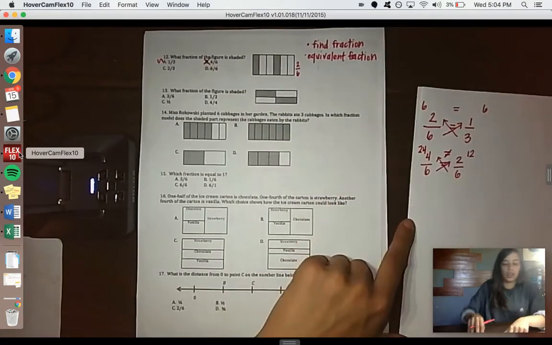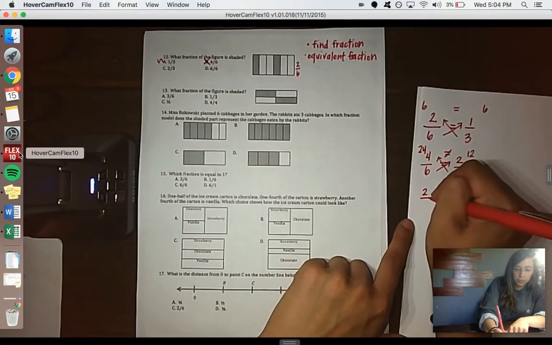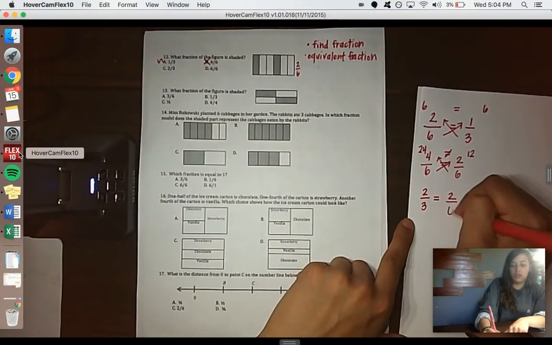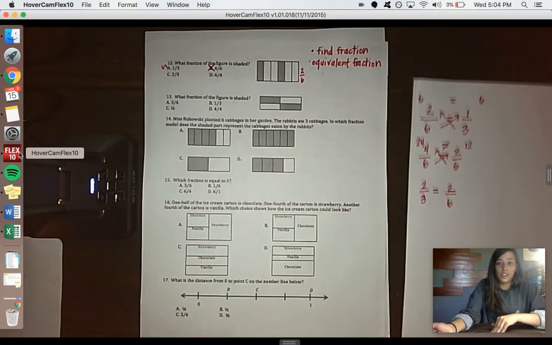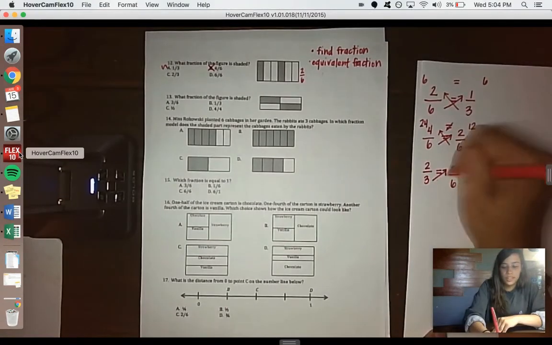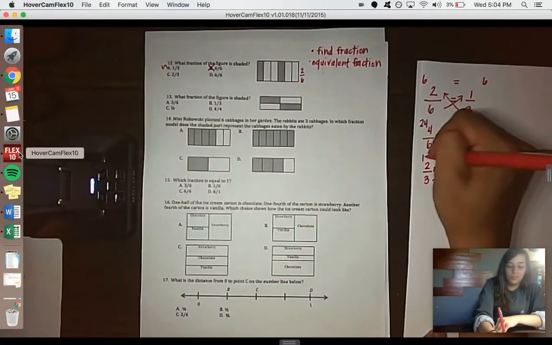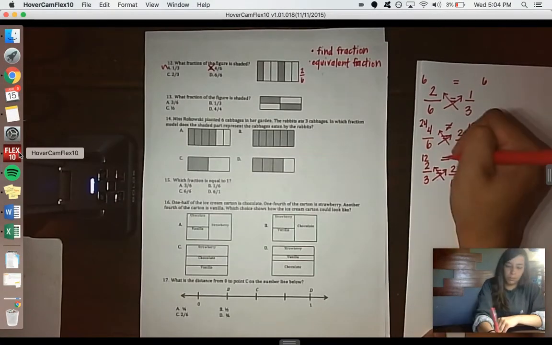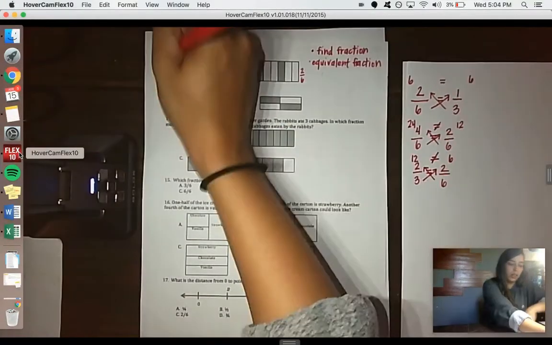Let's check C, 2/3. And we're comparing it to see if it's equal to 2/6. Go ahead and cross multiply. 3 times 2 is 6. And 6 times 2 is 12. Does 12 equal 6? No. Slash the trash on 2/3.